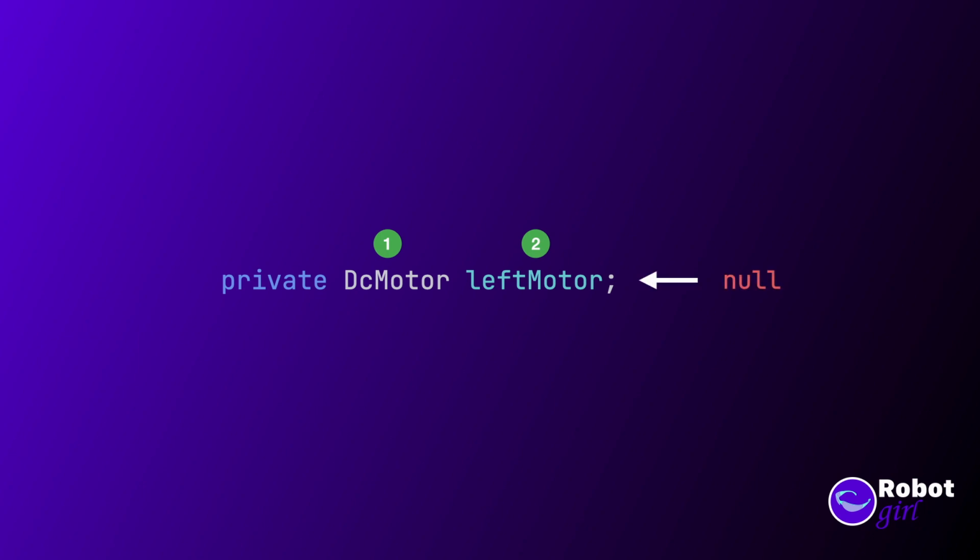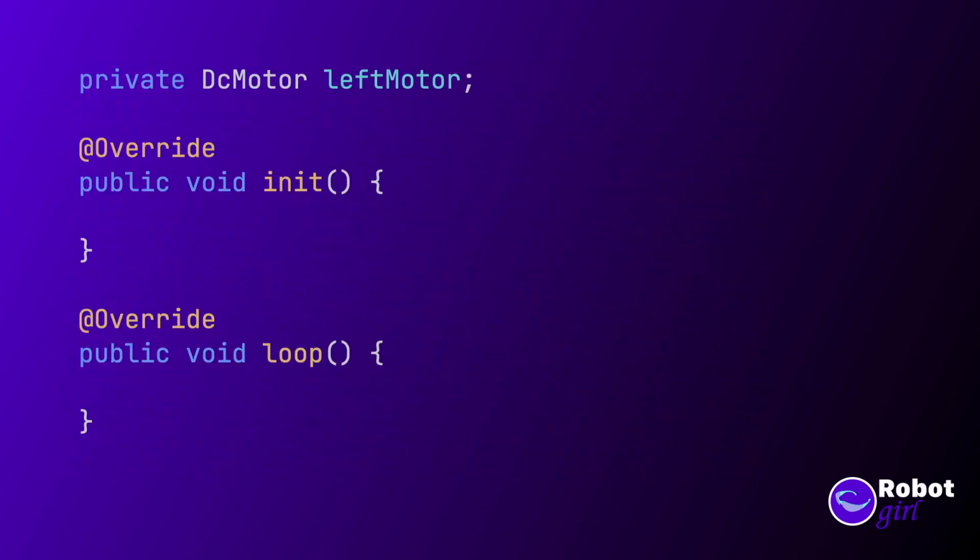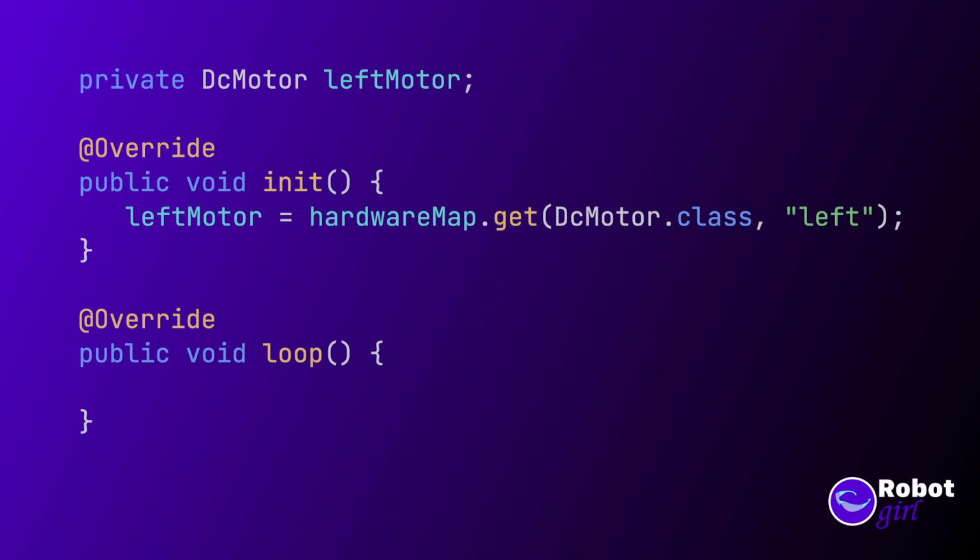If we don't do something to fix this, when the code reaches the loop method and tries to use it, the code will crash. Fortunately, we know that init will run before loop, so we have a chance to replace the null before that happens. And there, you'll see that we're asking the hardware map to get us a DcMotor object, and then we'll store it in leftMotor.